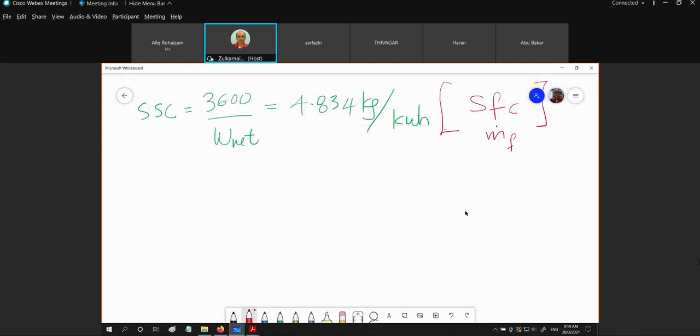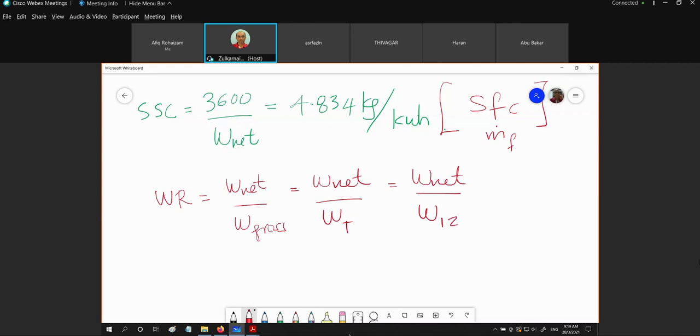You want to know from this plant. What do you think? The next one, you are going to look at the work ratio, which is equal to the W net divided by the W gross, which is equal to the W net divided by the W turbine, which is equal to the W net divided by W12. Okay, and this W12, kita dah calculate kan W12 just now? I'm not sure. But I just put a formula, the H1 minus H2. I think we have calculated that. Yeah, kita dah calculate this one. So, get the work ratio.